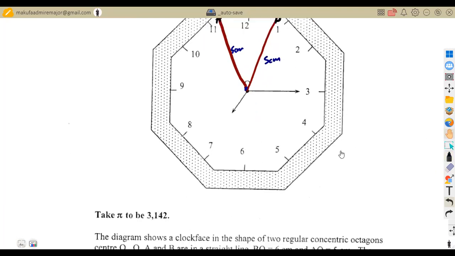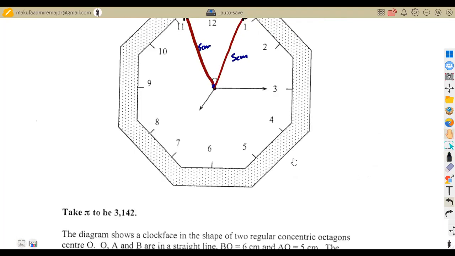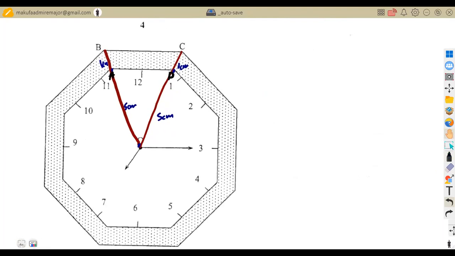So if we check here, the first question was to determine the size of AOD. What will be the size of angle AOD in this case? All right, so this is what we have on the first part, item one, it's A. We want to calculate the size of AOD, which is this angle here from A to O to D.